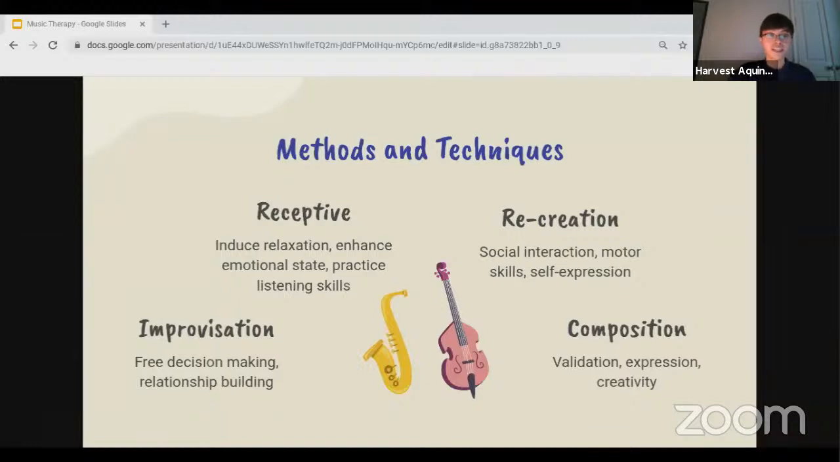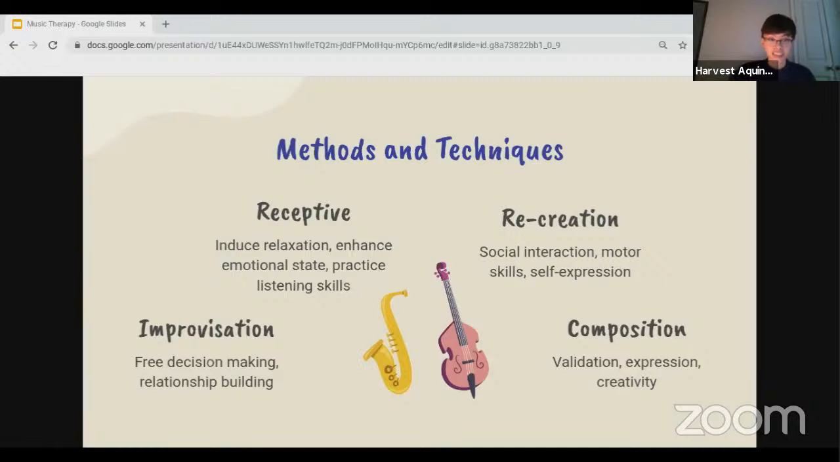The next is recreation, or just music making. This is where the patient will play instruments or sing a song based on familiar or new music given by the therapist. This facilitates social interaction as the patient and therapist take turns playing different phrases, builds upon motor skills as different movements are required for different instruments, and allows for self-expression.